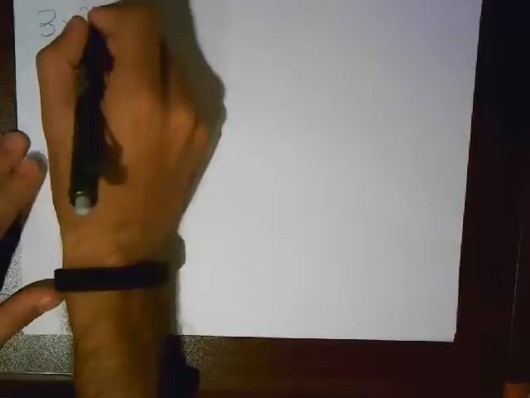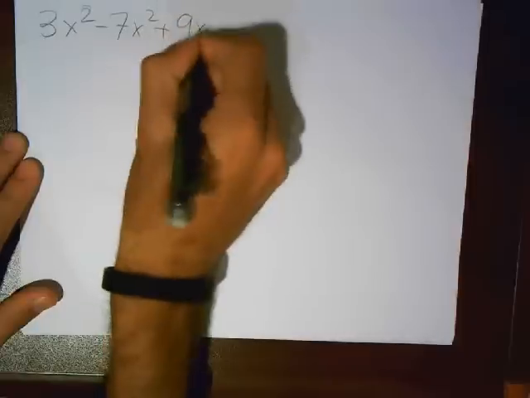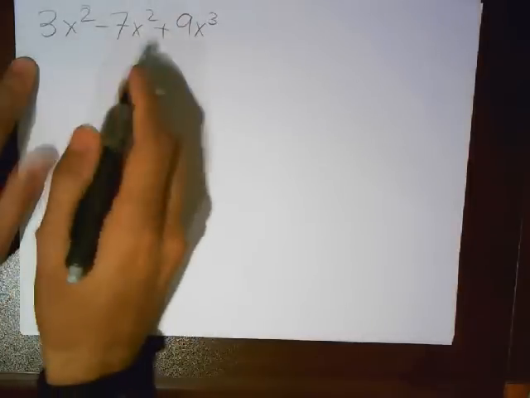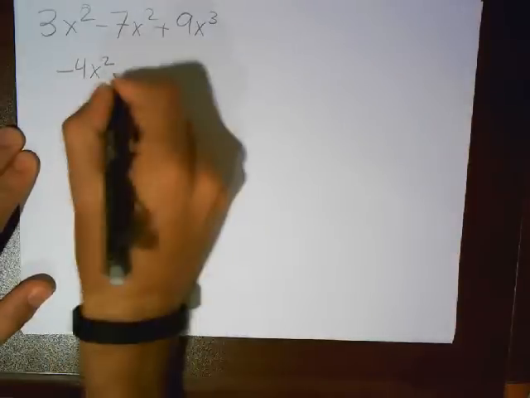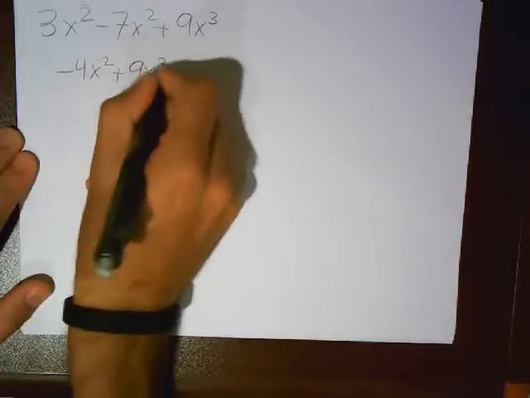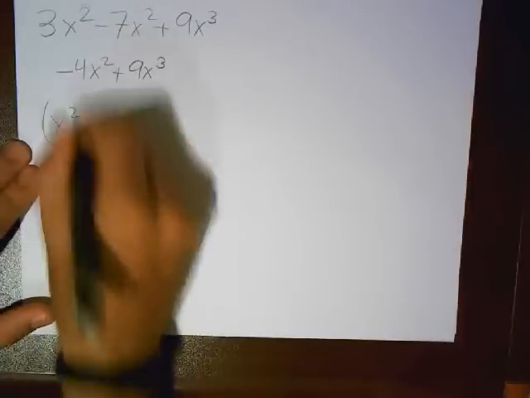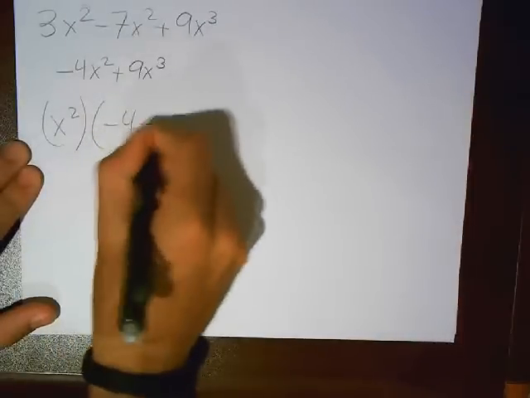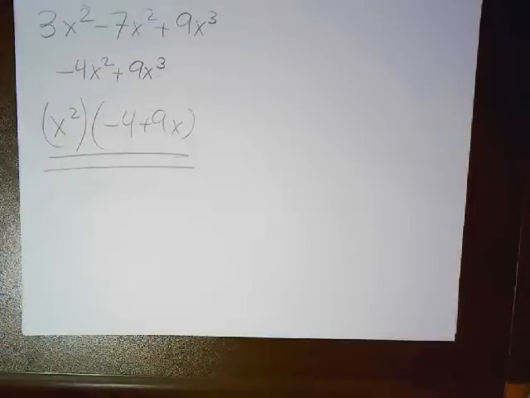And final question was 3x squared minus 7x squared plus 9x cubed. So 3x squared minus 7x squared is negative 4x squared plus 9x cubed. They both have an x squared, so you have x squared times negative 4 plus 9x. And there's your answer. That can't be factored anymore.